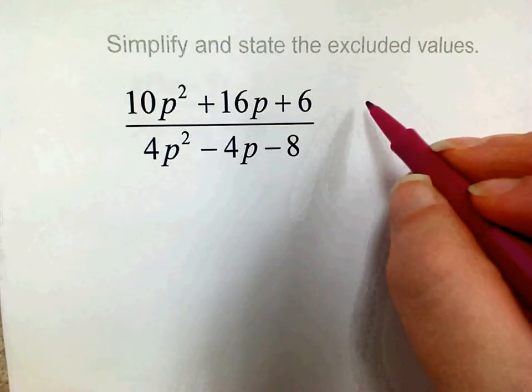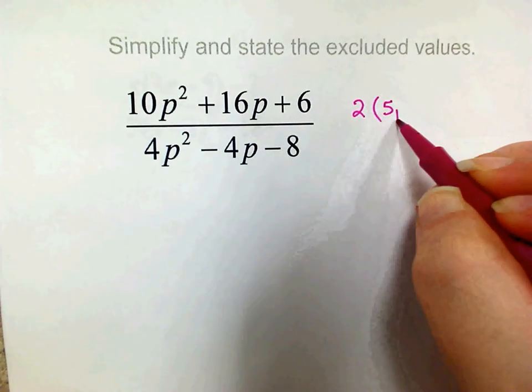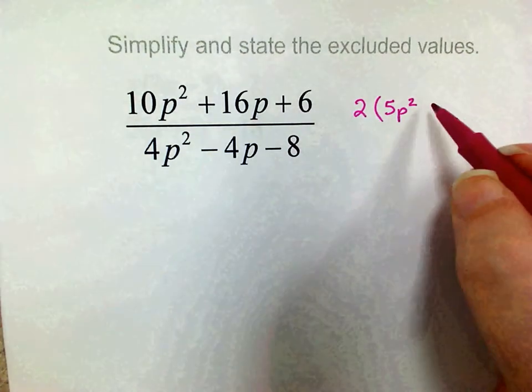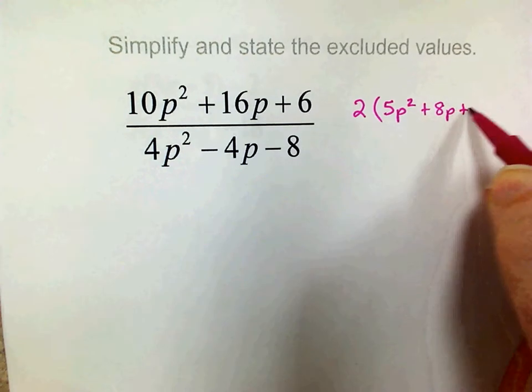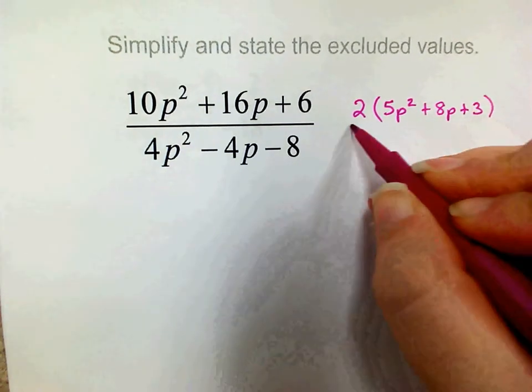And I'm left with a 5, an 8, and a 3. Okay. And so then, let's go ahead and do that with the denominator as well.